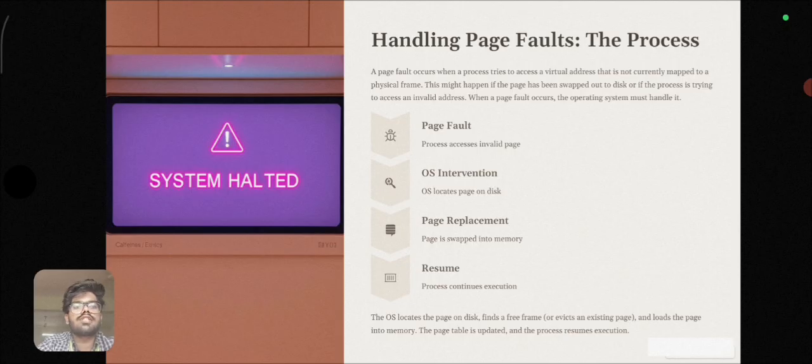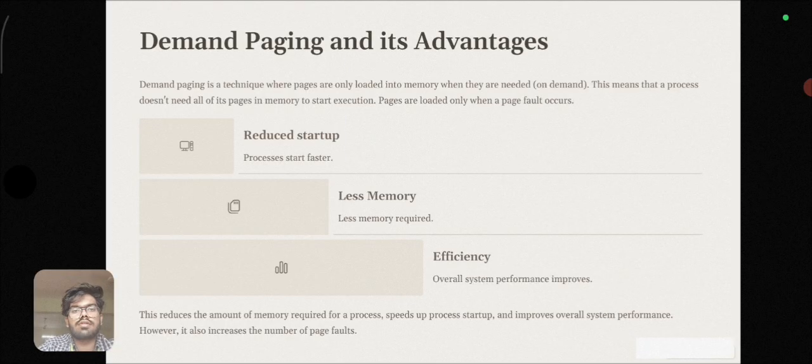the OS locates the page on disk; third, page replacement, the page is swapped into memory; and last, resume, the process continues execution. The OS locates the page on disk, finds a free frame, and loads the page into memory. The page table is updated, and the process resumes execution. And next, demand paging and its advantages.